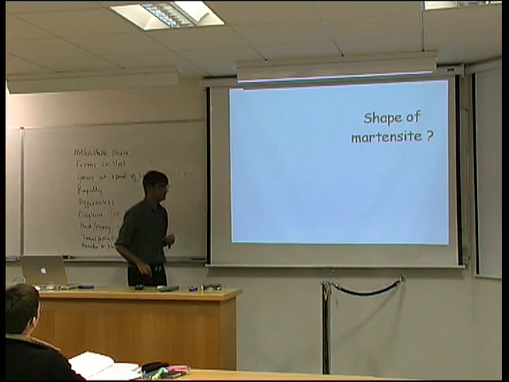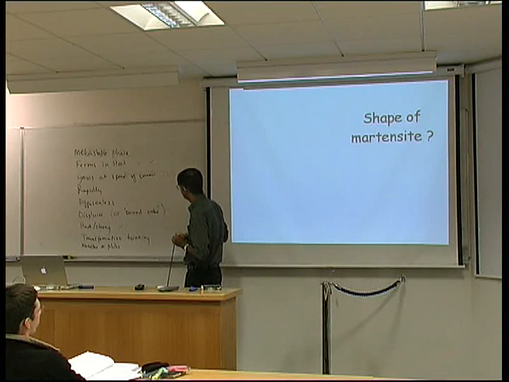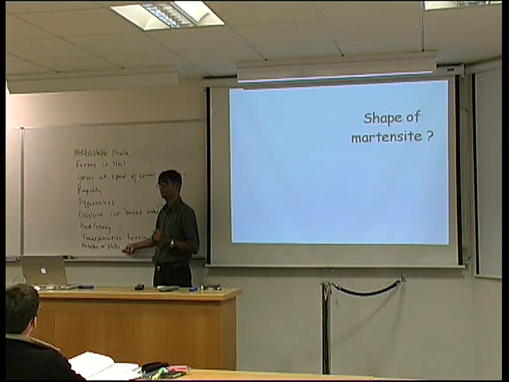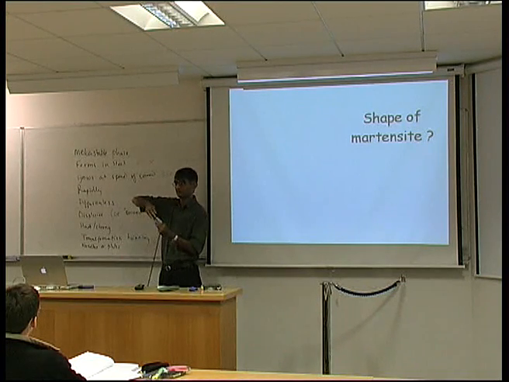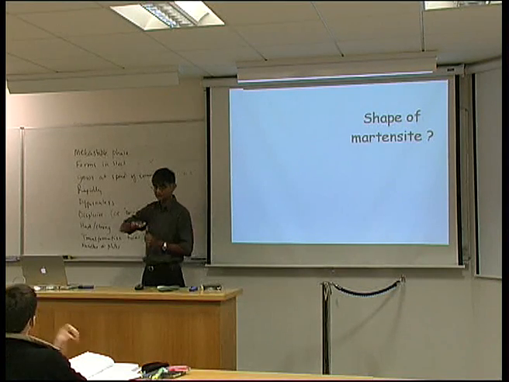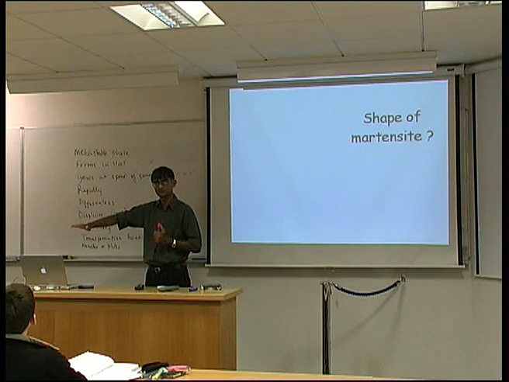Now, can anybody tell me what martensite looks like? Well, in fact, you have already told me somewhere that it's in the form of needles or plates. Okay. Now, a needle looks like this. It's got rotational symmetry, roughly. And a plate looks like a book. It's got a flat face.